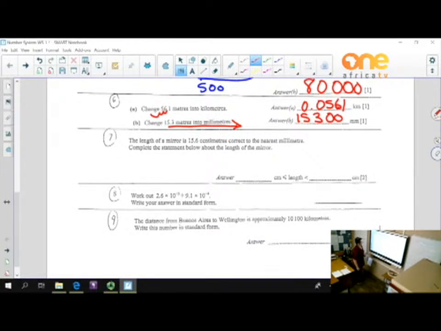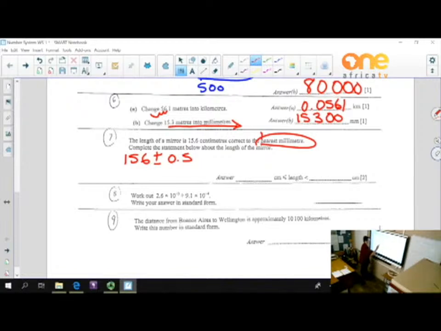Question 7. The length of a mirror is 15.6 centimeters correct to the nearest millimeter. Now, when they work with different units, it's sometimes difficult. So I find it easier to first change this one now to millimeters. There's 10 millimeters in a centimeter. And then half of 1 millimeter is plus or minus 0.5. And these are those lower and upper bounds.